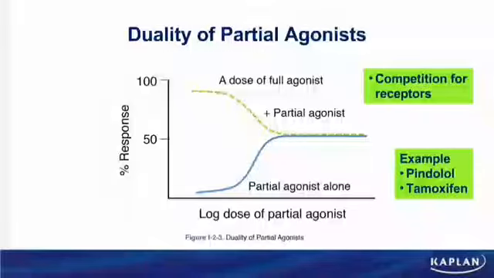Think about it this way. Every time pindolol binds to a beta-1 receptor, epi and norepi can't bind to those same receptors. So the overall effect of your full agonist is going to be reduced.